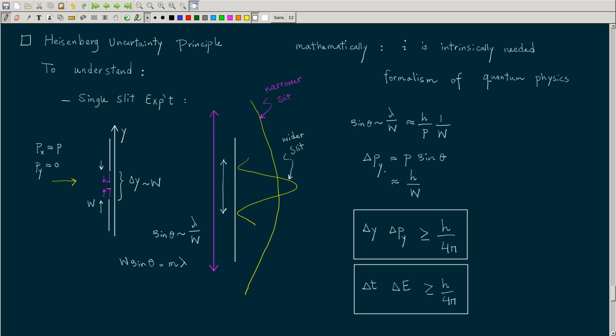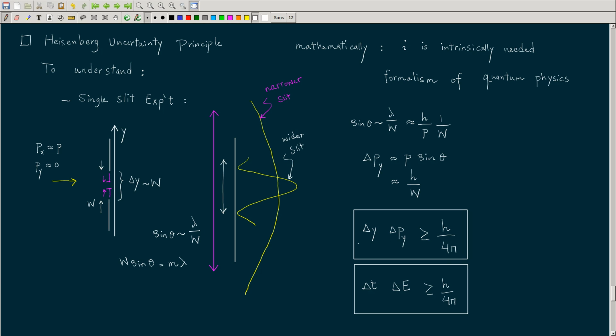So if you write delta py, it's going to be p sine theta, right? The momentum times sine theta shows how much delta py you have. By using h over lambda for the p, you find that delta py is h over w. So the Heisenberg uncertainty principle is, if you multiply delta y by delta py, you never can get below this value, h over 4 pi.